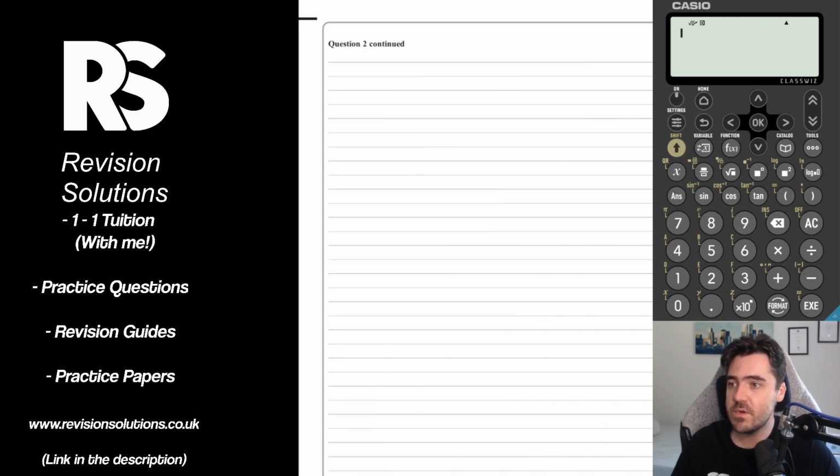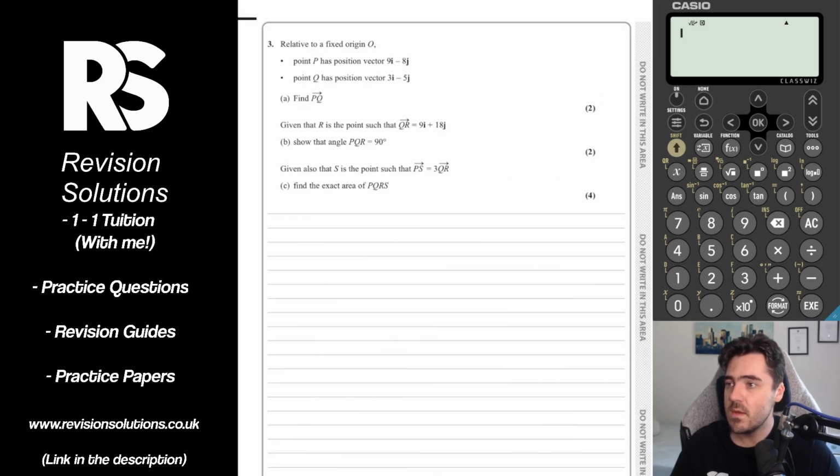Moving on to question 3. It says, relative to a fixed origin O, point P has position vector 9i minus 8j and Q is 3i minus 5j. Can we find the vector PQ?